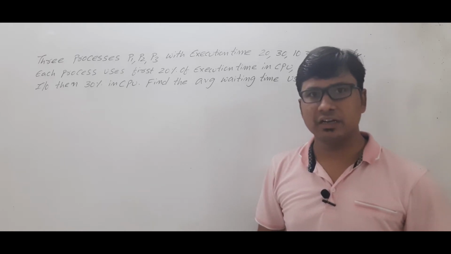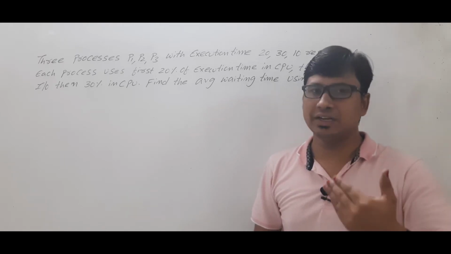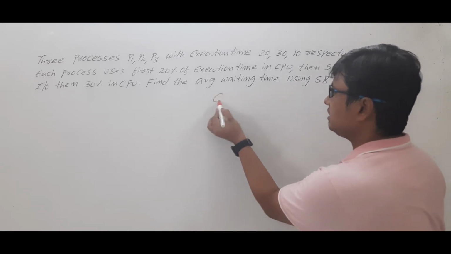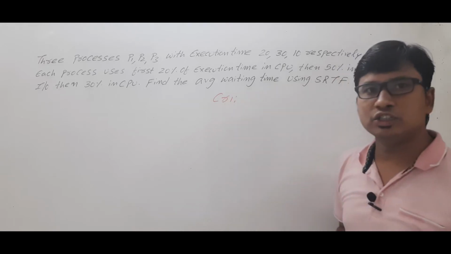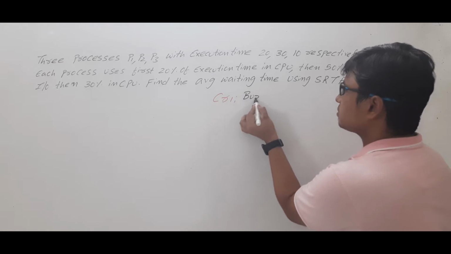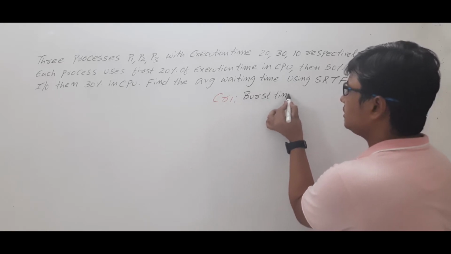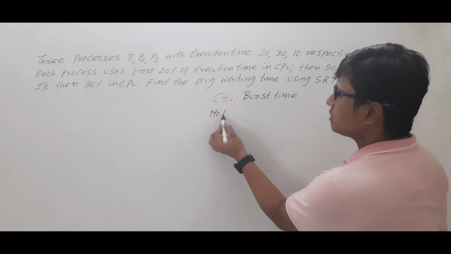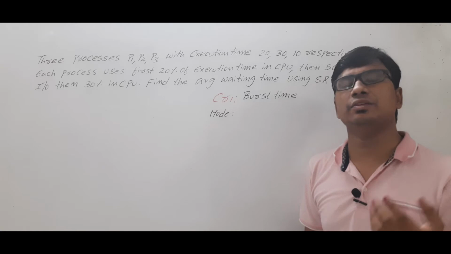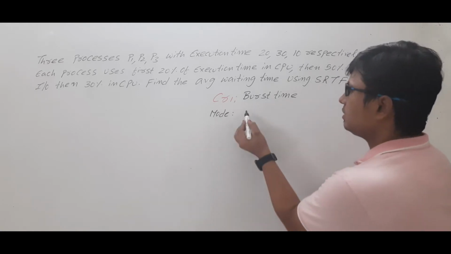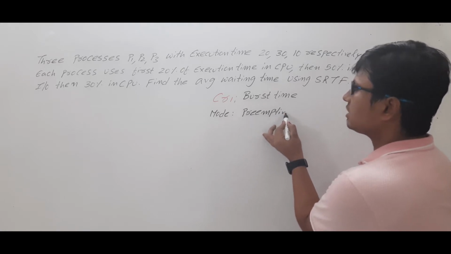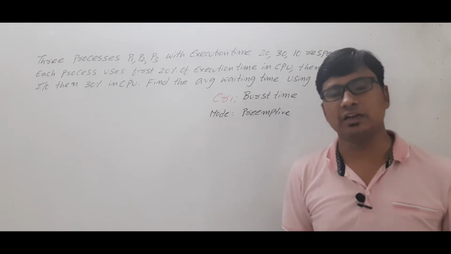Now, any scheduling algorithm will have two parameters. One is the criteria and another one is the mode. Let me discuss the criteria and mode for the shortest remaining time first scheduling algorithm. The criteria is burst time. And for the mode, we have two types of scheduling algorithms: non-preemptive and preemptive. The shortest remaining time first scheduling algorithm comes in the category of preemptive scheduling algorithms.